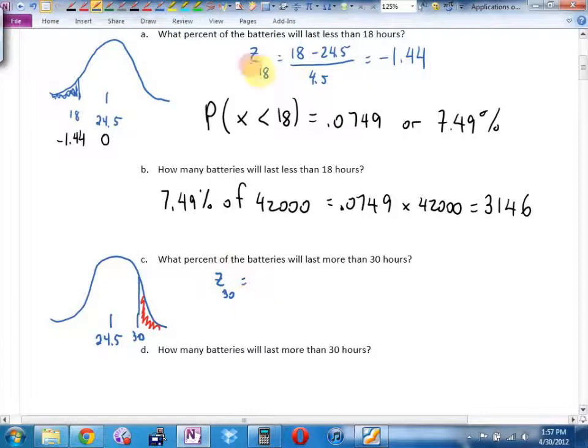How? Just like we did here. Except, what's my X value this time, Kiara? 30. Yes, that number, that's the Z-score I'm finding. So 30 minus 24.5 divided by the standard deviation. What's the Z-score that goes with 30?